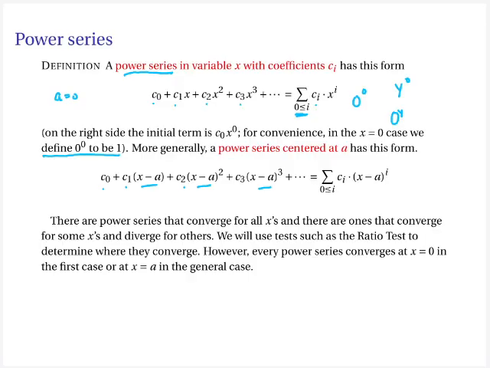And in particular, we define 0 to the 0 to be 1 because then I'm looking at c0 times 1. And that's what I want. Okay, so in general, 0 to the 0 will define to be 1, even though there's some question about what's the right thing to do there. It turns out there is a right thing to do, and the right thing is that 0 to the 0 is 1.